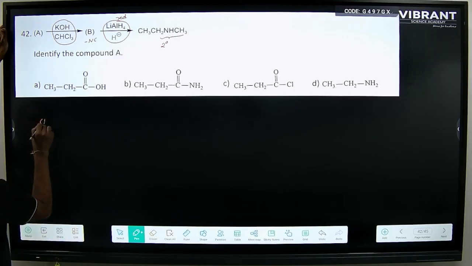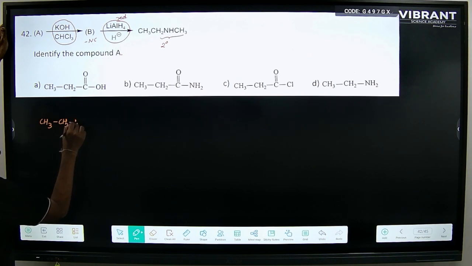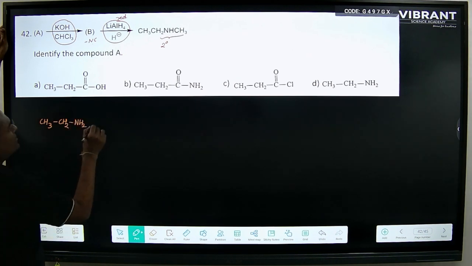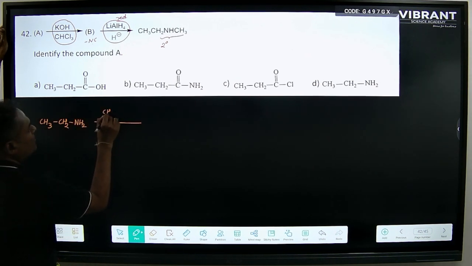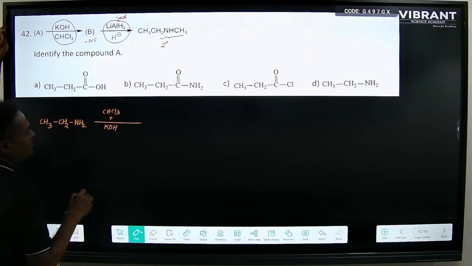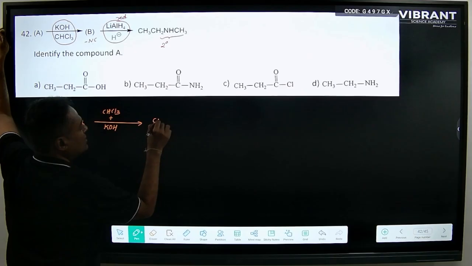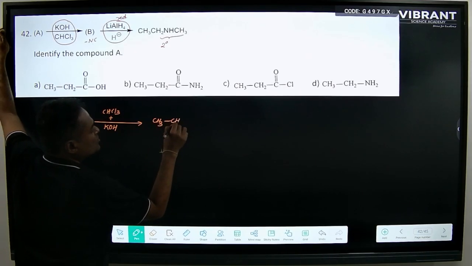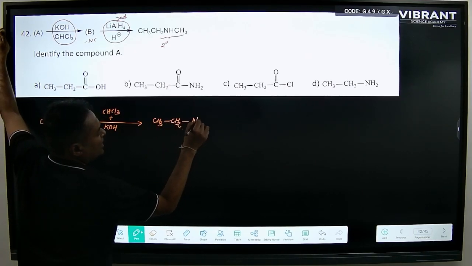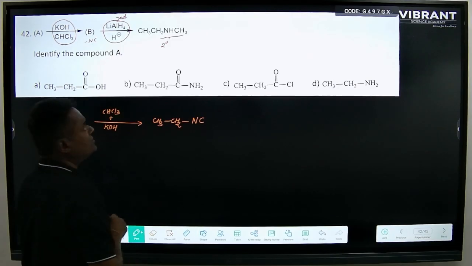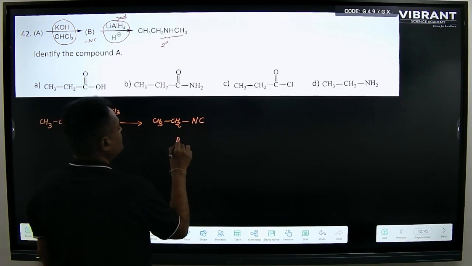Let's rewrite and check. If I have ethylamine and treat this with chloroform plus KOH, will I get nothing but ethyl isocyanide, ethyl carbylamine, as a product? This would be product B.